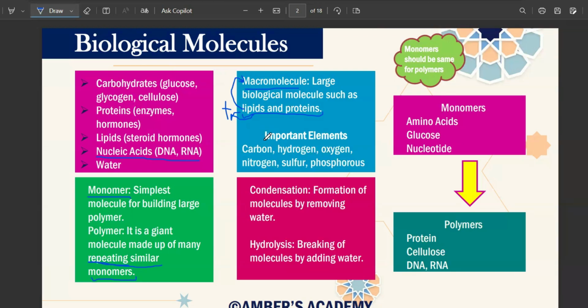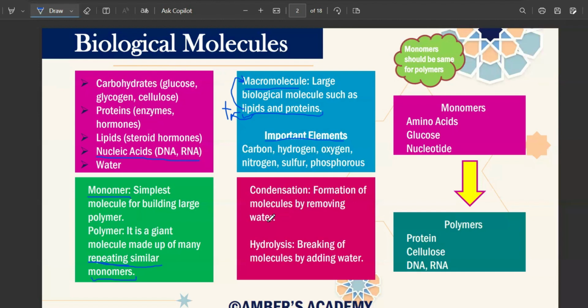Okay? And then, like Minha mentioned, we have these important elements that make up these biological molecules. So different proportions of carbon, hydrogen, oxygen, nitrogen, sulfur, and phosphorus are responsible to make different sorts of biological molecules, but all of them comprise these basic elements.